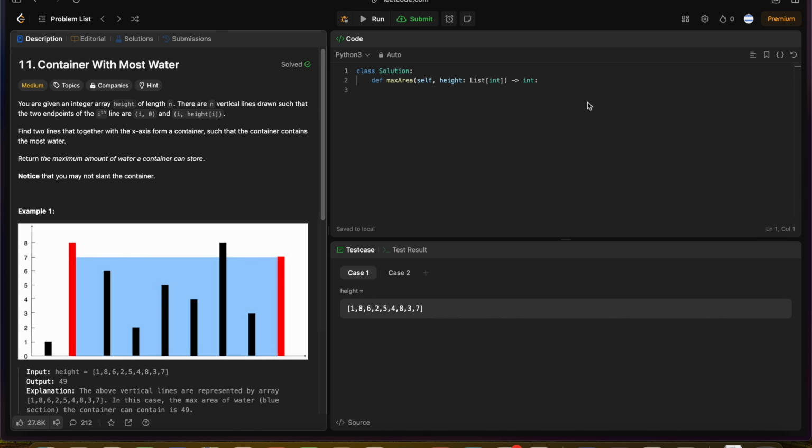Today we'll be solving LeetCode 11, Container With Most Water. This question is from the two pointers section in the Blind 75 questions. It is a medium question. So let's begin this question without any further delay.